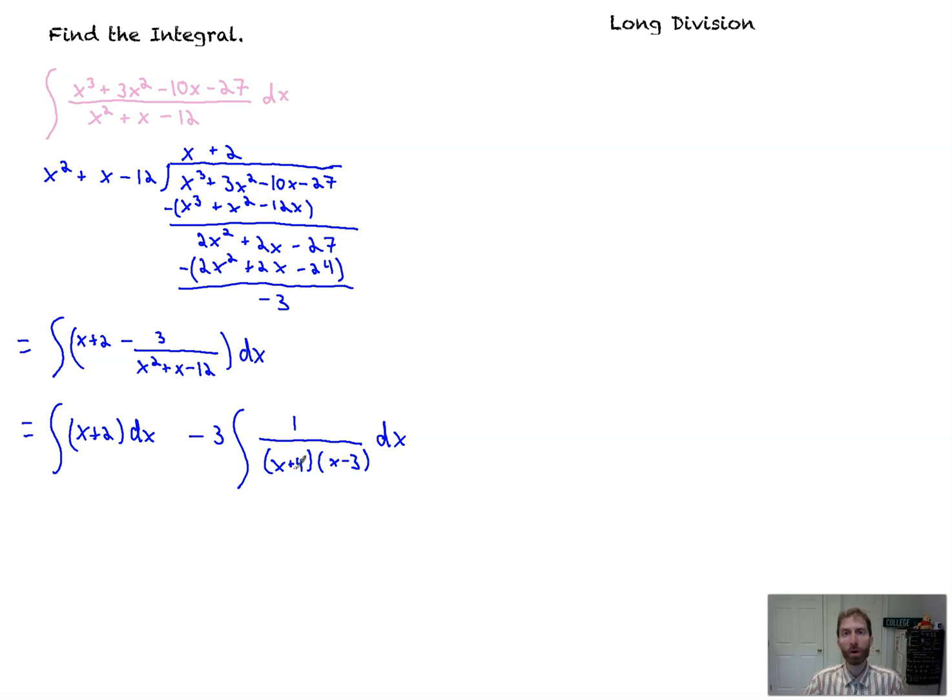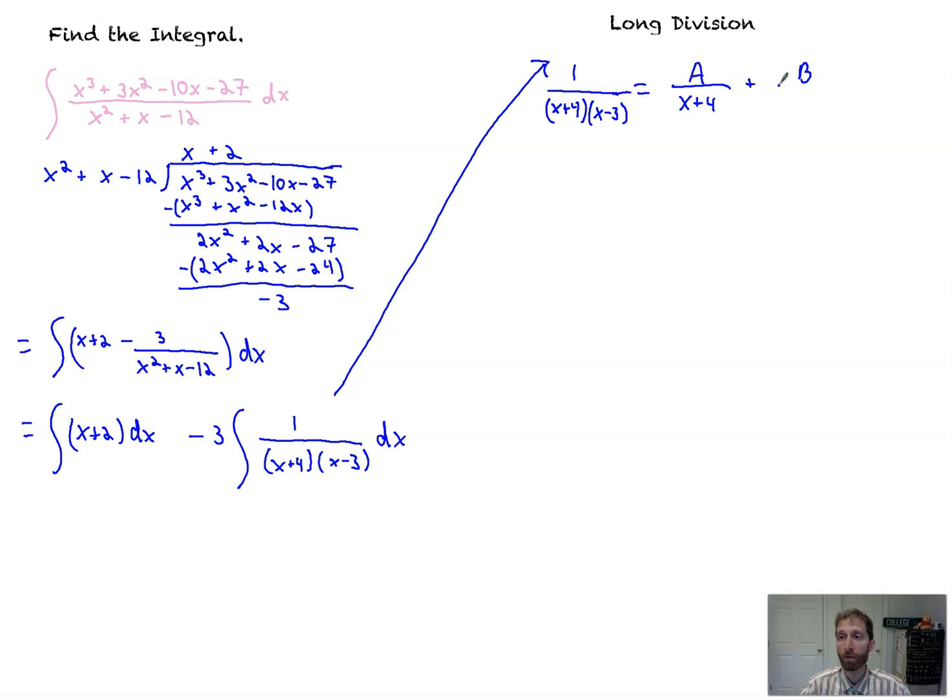And now we go and we do partial fractions separately. So all that long division was there to do was to get us to here so that we could use our partial fractions. So let's do that. So don't lose sight of the fact that there's this integral to take as well, but let's go and do work for this off on the side. Here we go. So I've got this that we're going to separate. So 1 over x plus 4 times x minus 3 is equal to some constant a over x plus 4 plus some constant b over x minus 3.